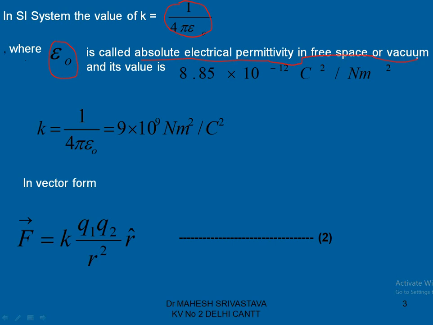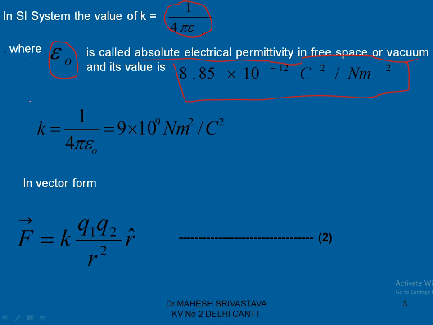You just remember here, this electrical permittivity is basically the property of the medium in which the two point charges are placed. If the medium changes, then the force acting between two point charges will also get changed. Here the medium is taken as free space or vacuum, that's why its value is 8.85 into 10 raised to power minus 12 Coulomb square per Newton meter square.